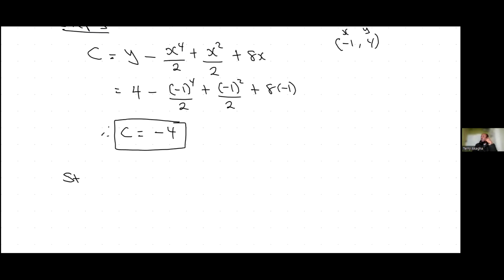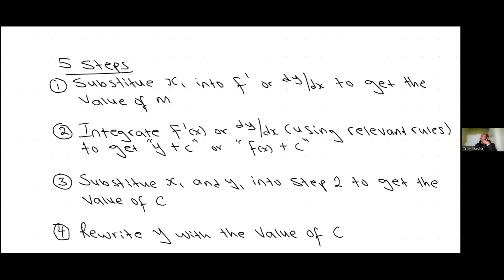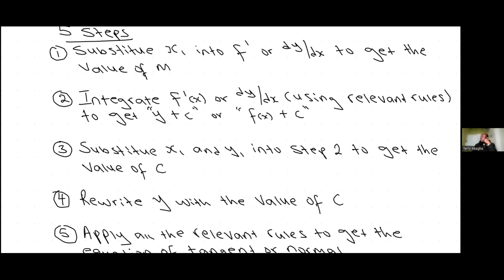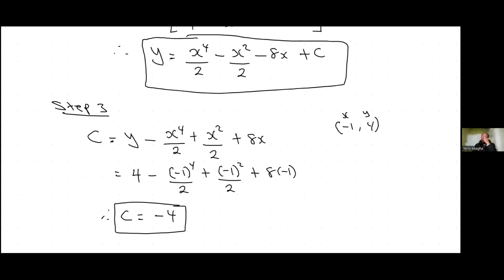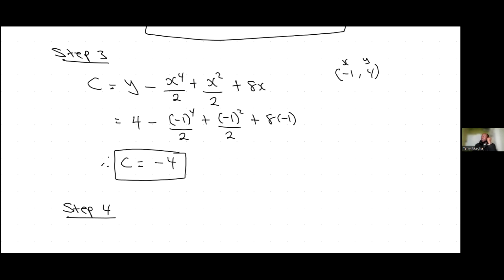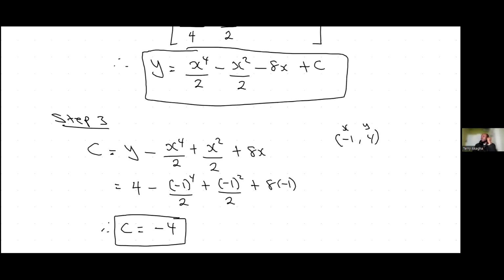So step 4 now said that we need to then rewrite y with a value of c. All right, we need to rewrite y with a value of c. So what was our y? The y was x⁴ divided by 2 minus x² divided by 2 minus 8x. But now instead of having plus c, I'm going to write -4. Are you seeing it? So that is the next step that we need to take now.